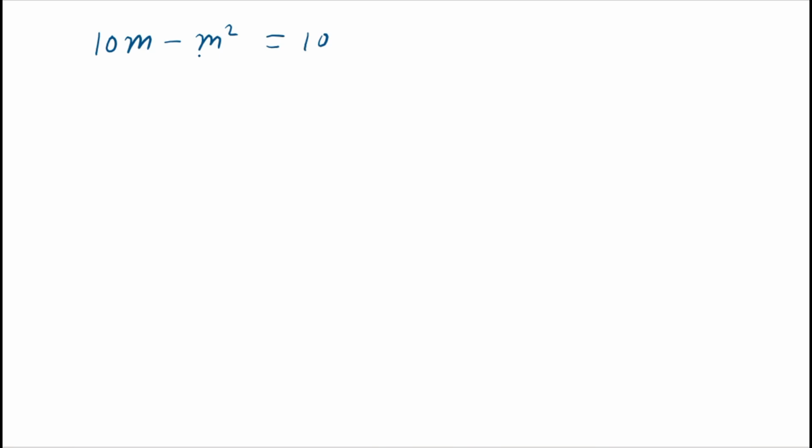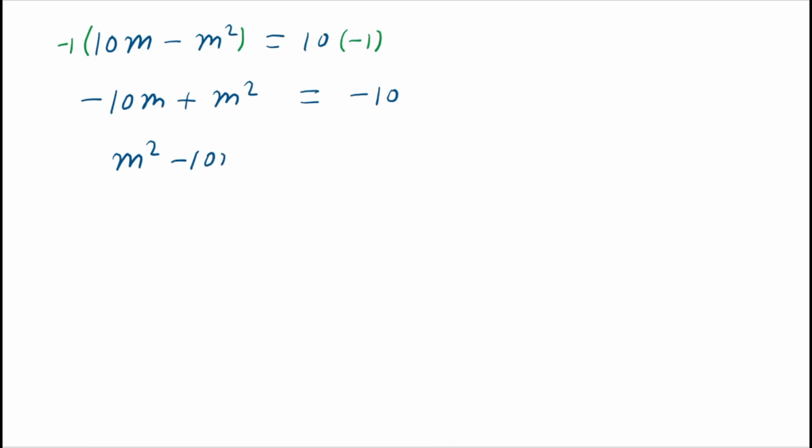Look carefully at the left hand side. Here the coefficient of m square is negative, so first we want to make the coefficient of m square positive, so multiply both sides by minus 1, and the right hand side is also multiplied by minus 1. Then minus 1 multiplied by 10m gives minus 10m, and minus 1 multiplied by minus m square gives plus m square, and this is equal to minus 10. Look carefully here, first we write m square and then minus 10m, and this is equal to minus 10.